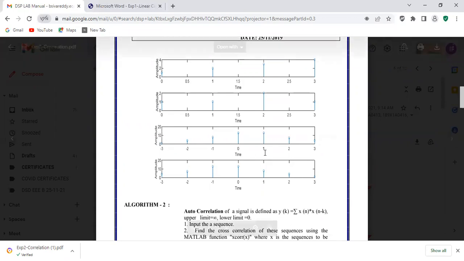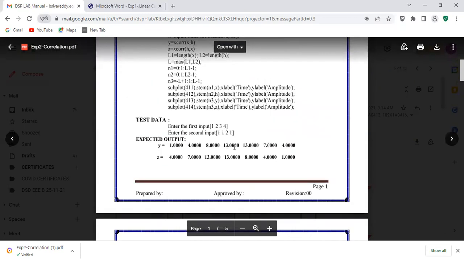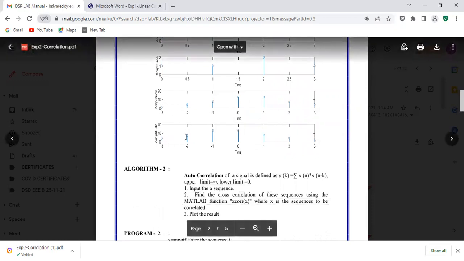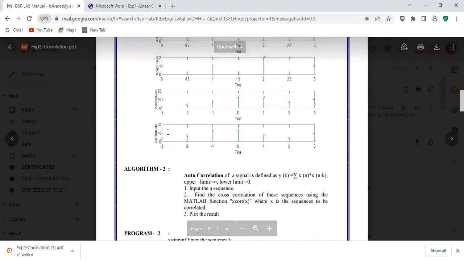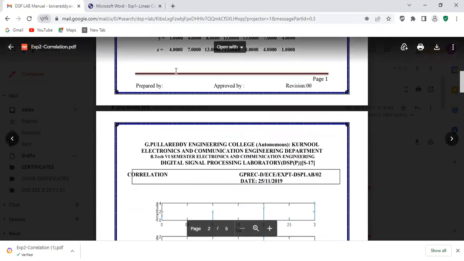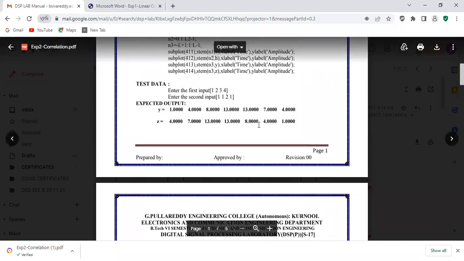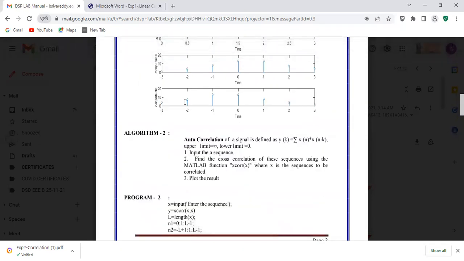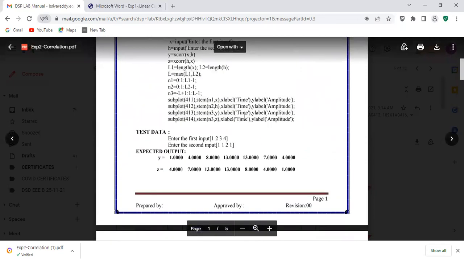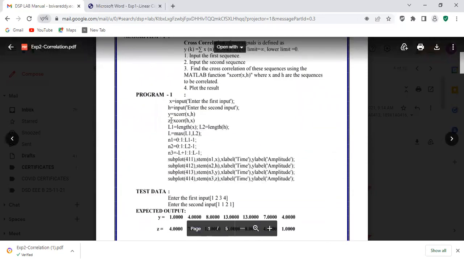gives y of n. So what is y of n? 1, 4, 8, 13, 13, 7, 4. That is displayed here. Next, similarly, z equals the cross correlation of h comma x, so that is 4, 7, 13, 13, 8, 4, 1. You can display it here as z. In this way we are finding the cross correlation between two sequences: x with h is stored in y, h with x is stored in z.